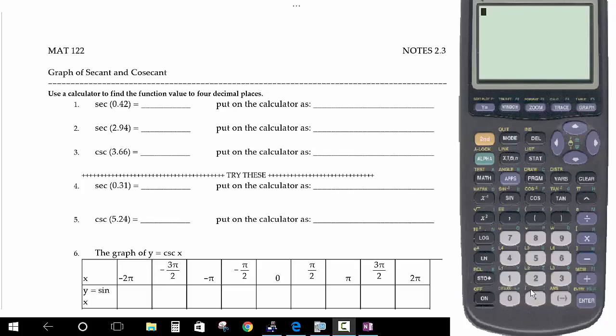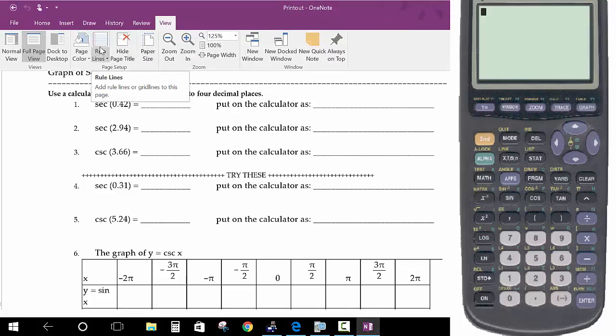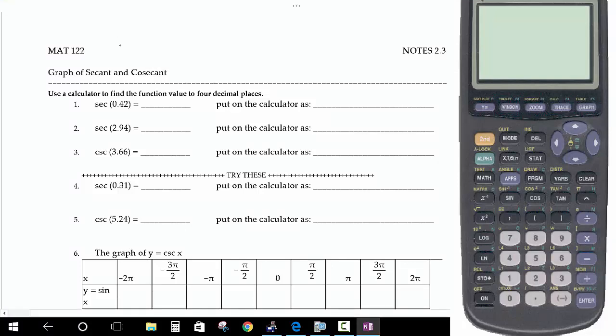Okay, what we are going to be going through today is section 2.3, where we're going to learn how to do a few other types of graphs. We're going to be working on the secant and cosecant graph, and then we'll be moving on to the cotangent and tangent graph in section 2.4 rather. Okay, so 2.3, we're going to be looking at these two things.